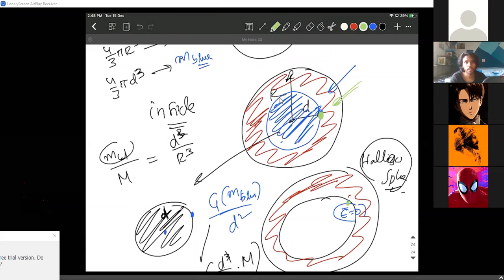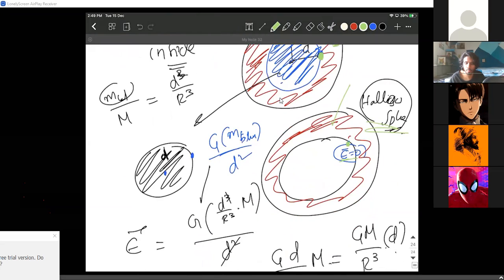So for the red part, the green point is an inside point for a hollow sphere. A hollow sphere cannot create any field for an inside point. Do you remember that? Okay, sir. So that's why the red part is not creating any field here. Only the blue part is creating.